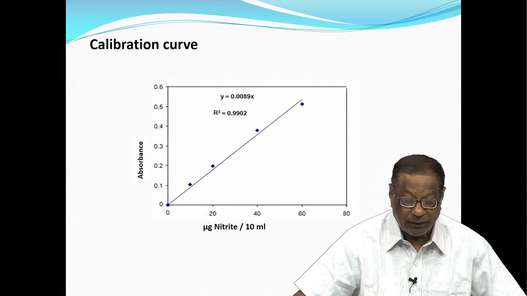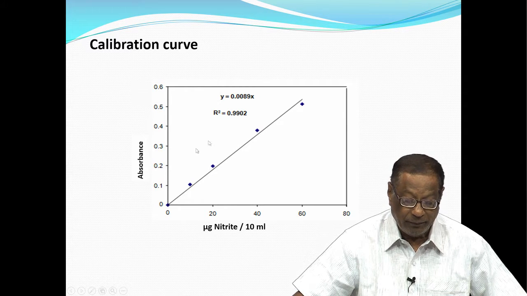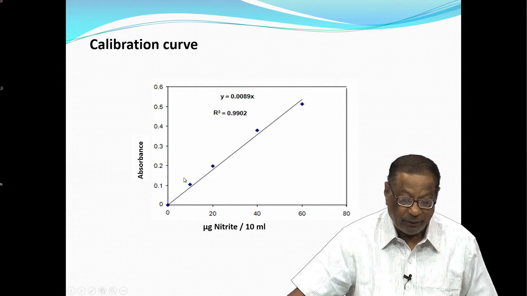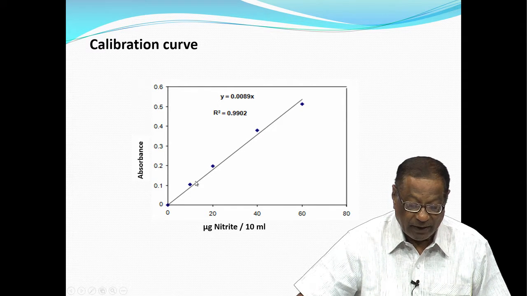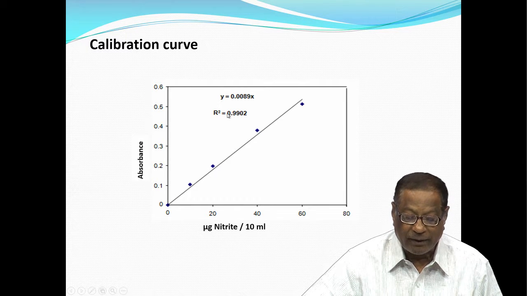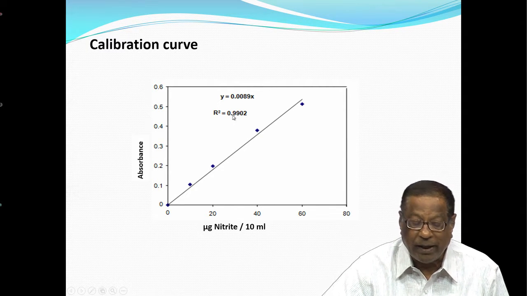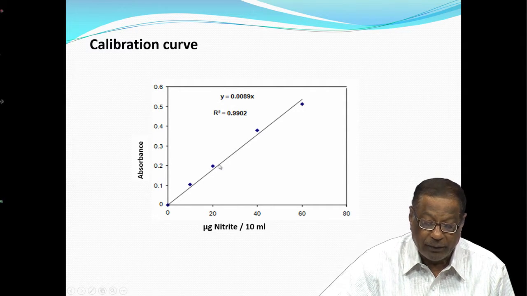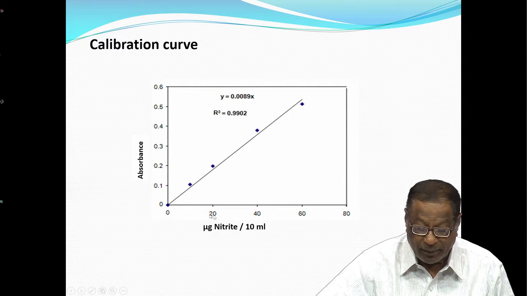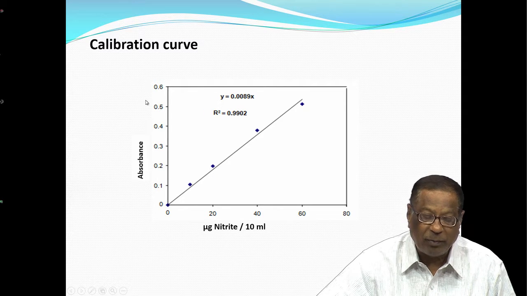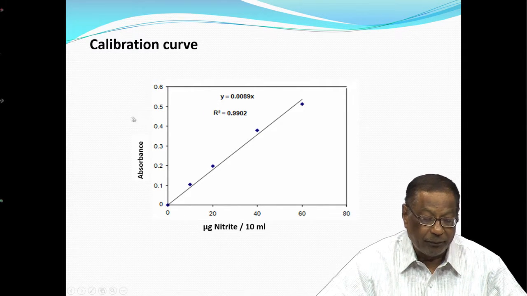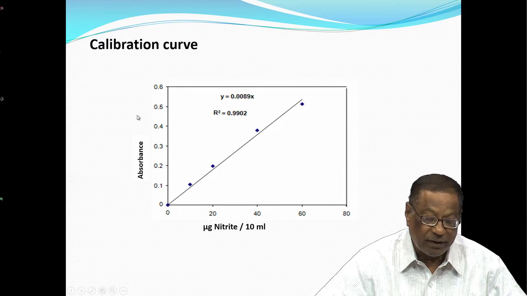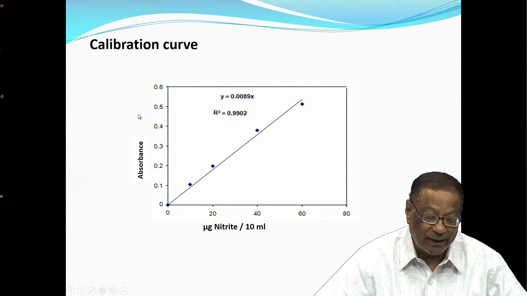So, I want to show you this curve, that is, this is the calibration curve. You can see that the calibration curve is fairly linear, and the R square value is about 0.9902, that is the linearity index. So, it is fairly decent because you will be determining 20, 40, 50, 60 micrograms only, that is about 6 ppm. Whenever you have a higher concentration solution, you dilute it accordingly and complete the analysis.